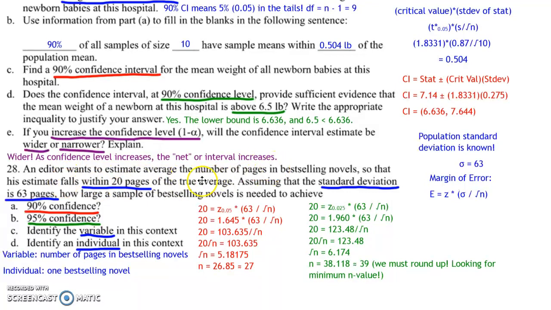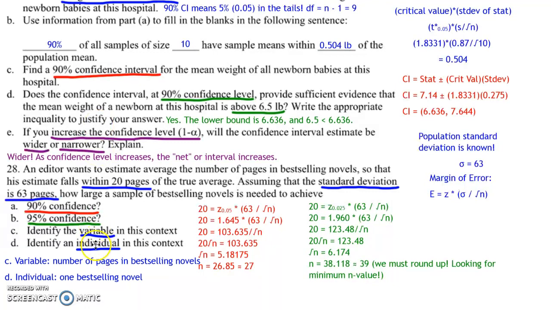An editor wants to estimate the average number of pages, and we want within 20 pages. That's our margin of error. Margin of error calculation is here, so all we have to do is plug in numbers into the margin of error calculation and find our n. It's detailed here. It's simply just a math problem, and since you guys are very good math students, I'm not going to go too hard into why it is that way.